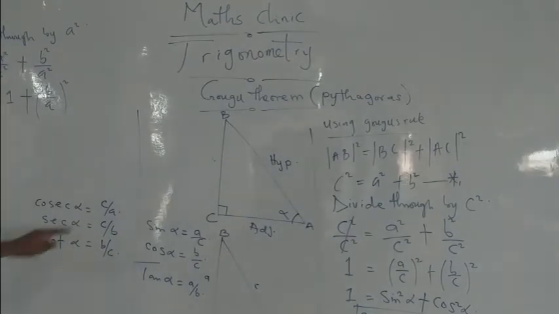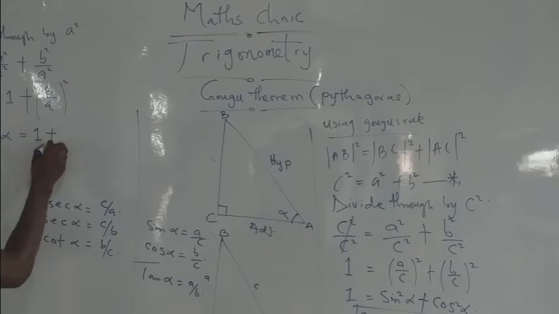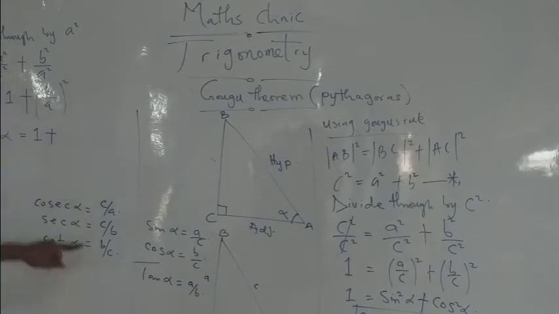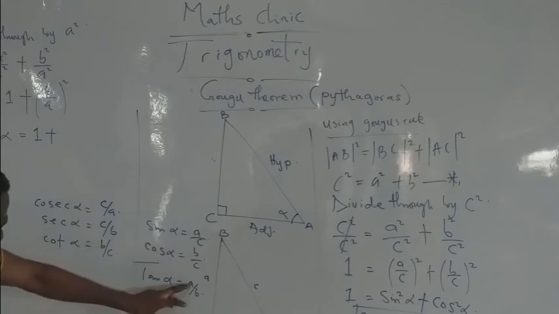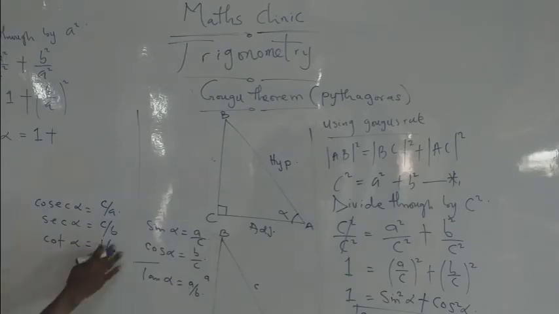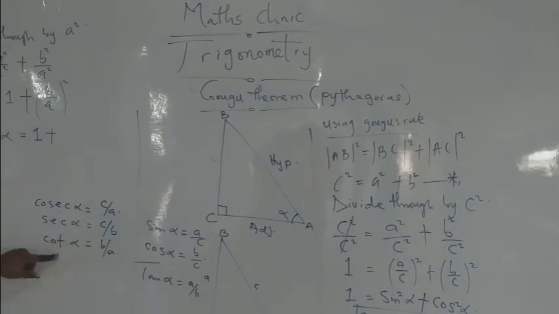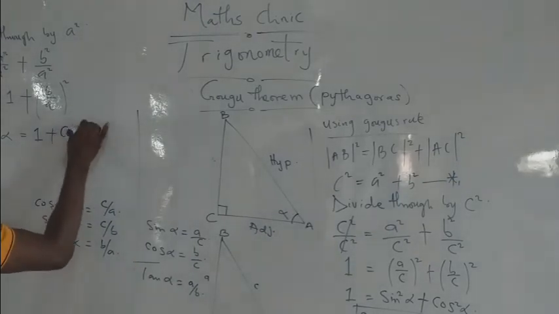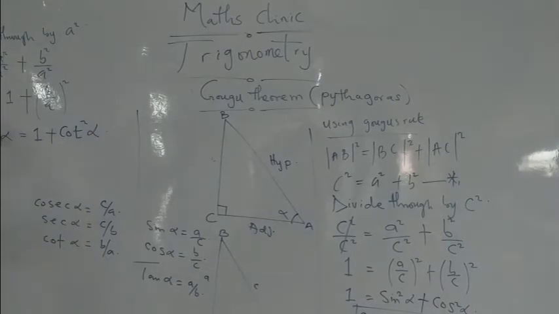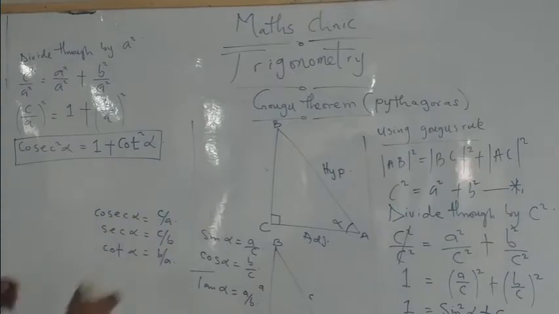What's C over A? C over A is cosec. So that will be cosec square alpha equals 1 plus, what's B over A? Sorry, cot is 1 over tan, so this will be B over A. So that is cot square alpha. This is the second identity. Take note, this is the first one and that's the second one.